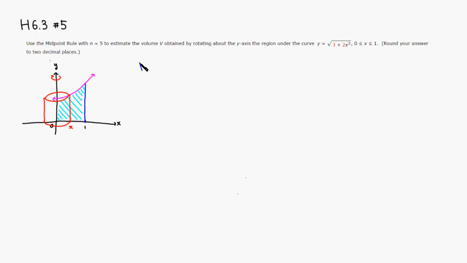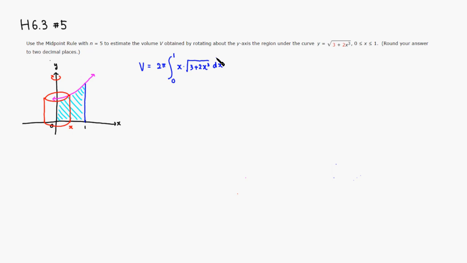The integral is going to be, start with 2 pi as usual, integral, and the region starts from 0 and ends at 1. The radius is again x, and the height is determined by this curve here, which is square root of 3 plus 2x cubed. So that's the height. And then we're doing it with respect to x. So this is the integral we want to approximate.